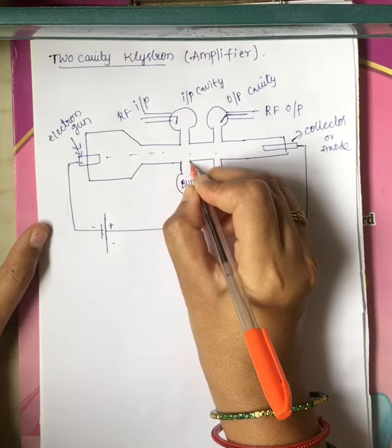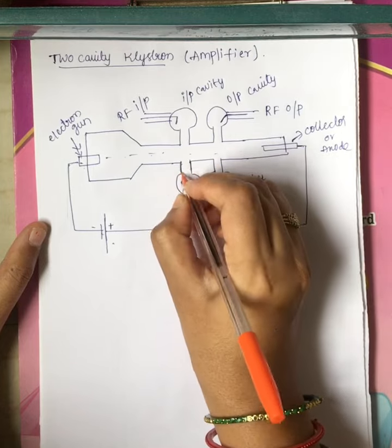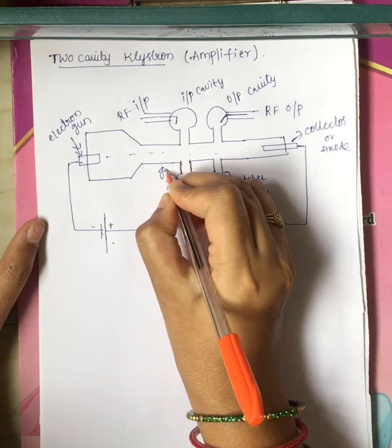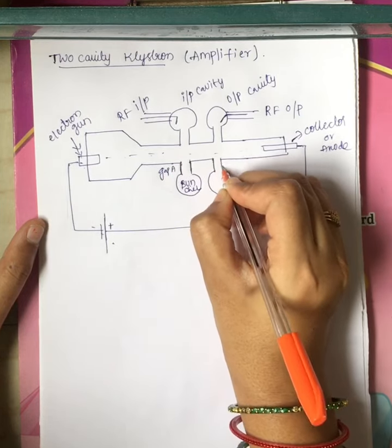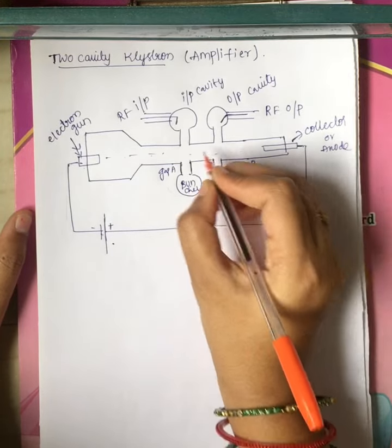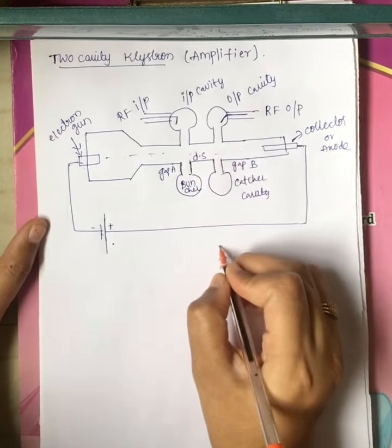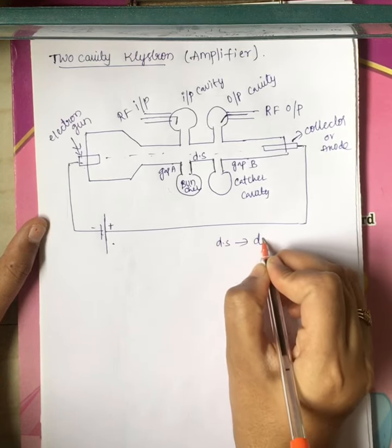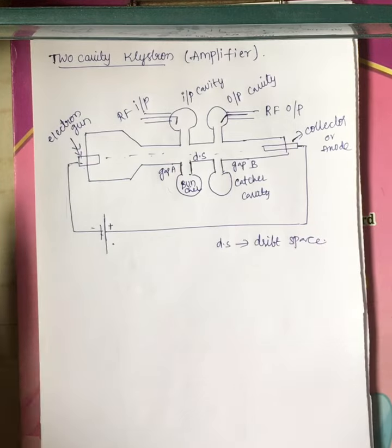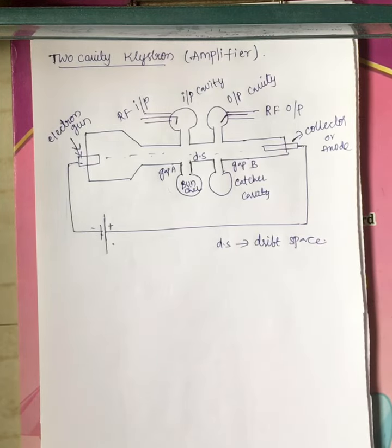Now the space between these two, we call it the grid. The space between these two, let us represent as gap A, and this gap I am representing as gap B. The space between these two cavities is nothing but the drift space. DS stands for drift space. The space between the input cavity and output cavity we call the drift space. This is the structure of the two cavity klystron, which is used for amplification of RF signals.